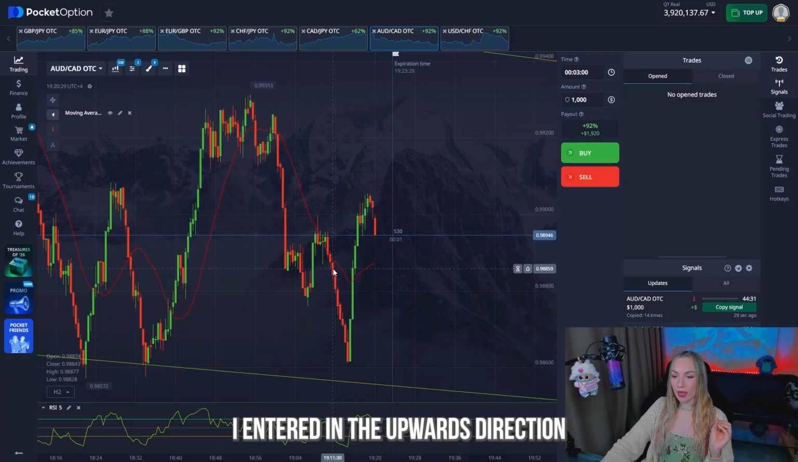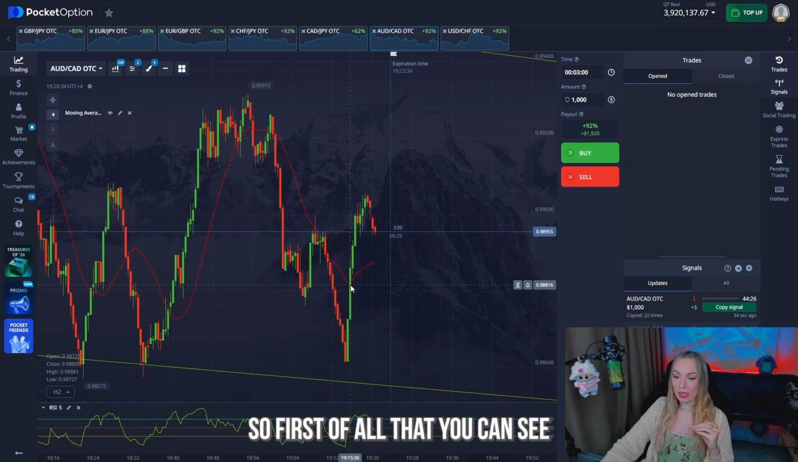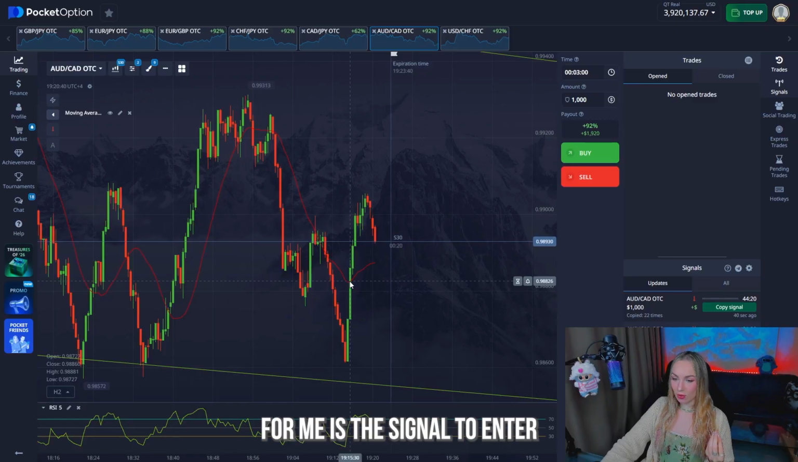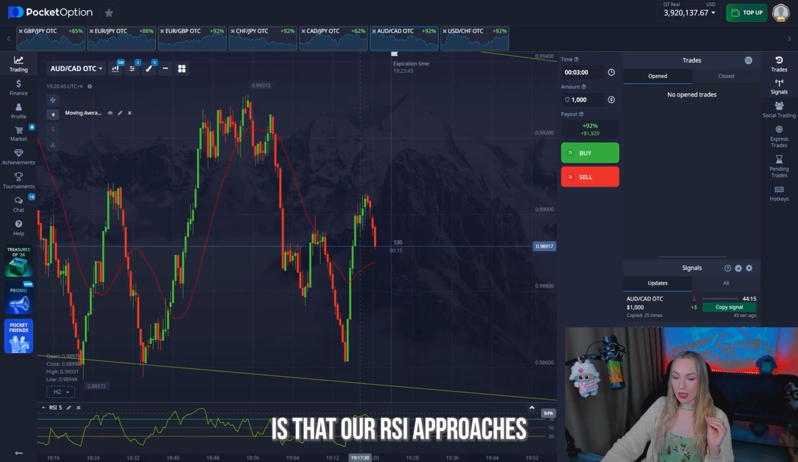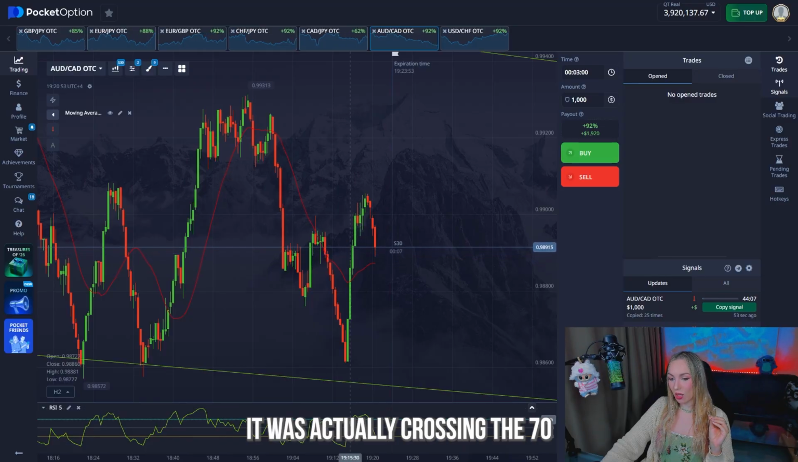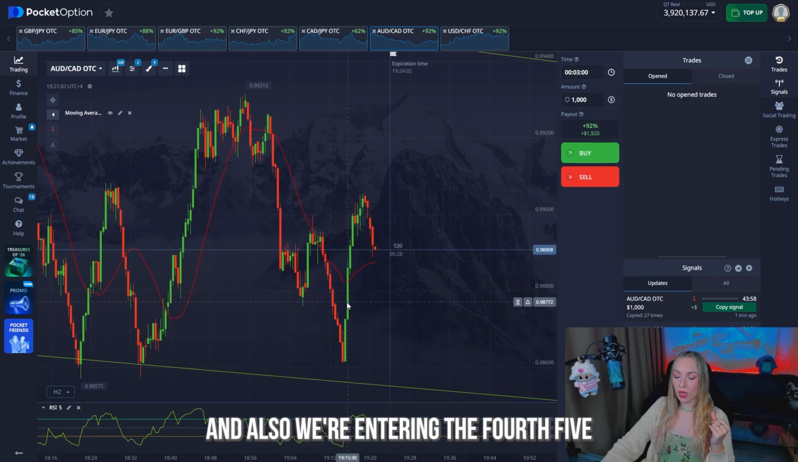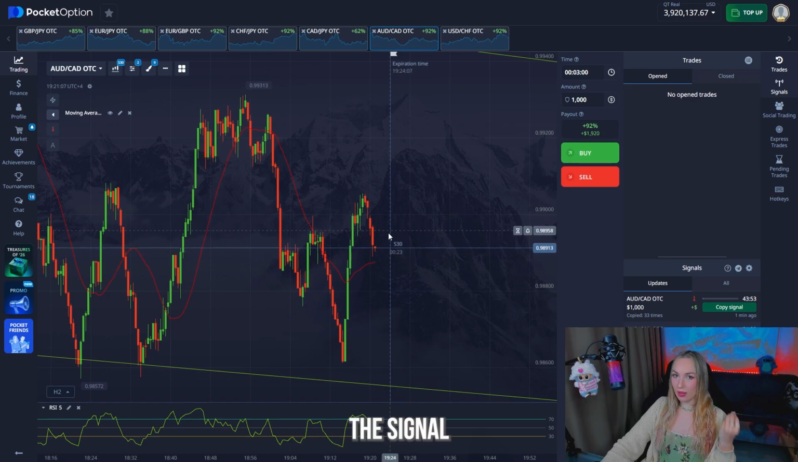So here I entered in the upward direction. So first of all that you can see is that our moving average crossed the bullish candle. For me, it's the signal to enter in the upward direction, the first signal. The second signal is that our RSI approaches the limit of 70, and as you can see it was actually crossing the 70, and that's why the price went up. And also we're entering for 5 candles every time we see the signal.